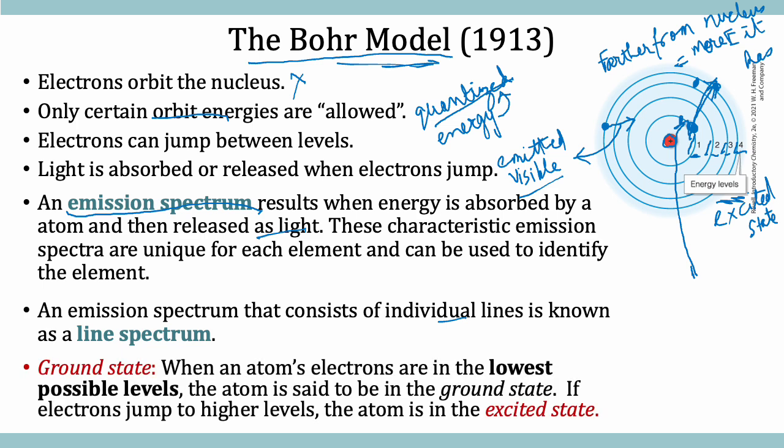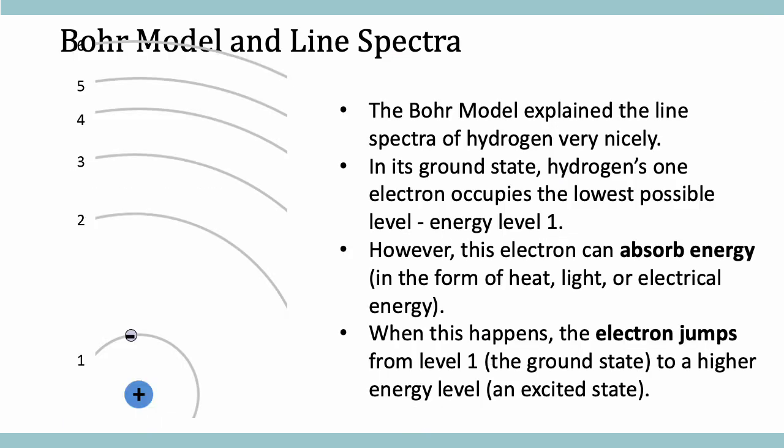Now remember, when an atom's electrons are in the lowest possible levels, the atom is said to be in the ground state. So when the electron that is supposed to be in shell number 2 is already in shell number 2, that is called the ground state, when the electrons are in their lowest energy levels. If the electrons jump to a higher energy level, then we say the atom is excited. So for example, if the electron is in energy level 1, when the atom absorbs energy, the electron will jump to an outer energy level. For example, it went from number 1 to number 5.